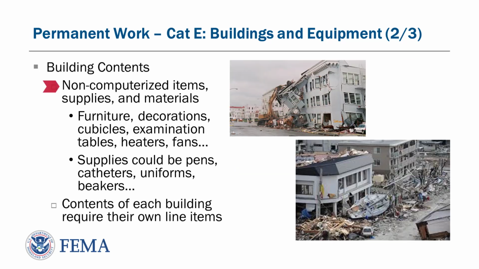Building contents includes non-computerized items, supplies, and materials inside the building, including furniture, decorations, cubicles, examination tables, heaters, and fans. Supplies that are designated for single use, like pens and pencils and catheters and needles, are also building contents. The contents of each building require their own line item.